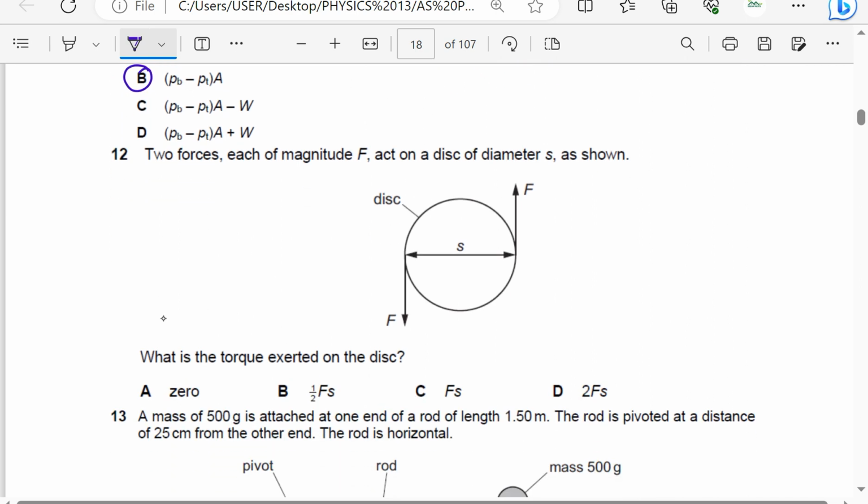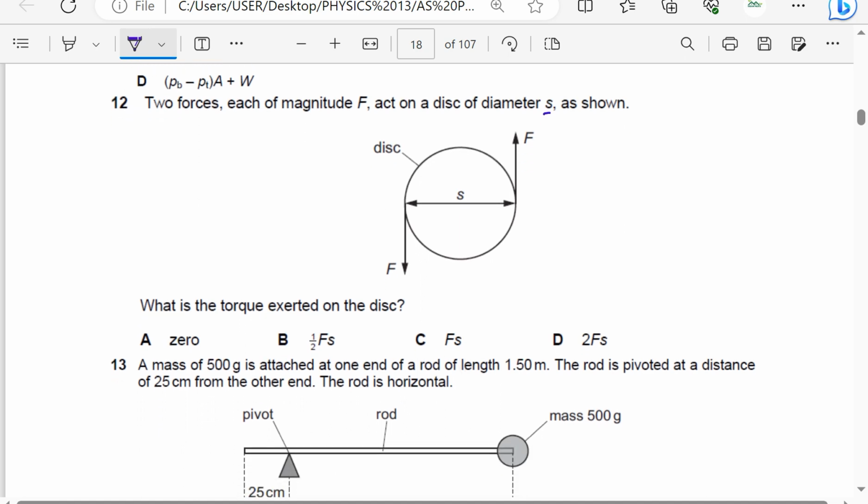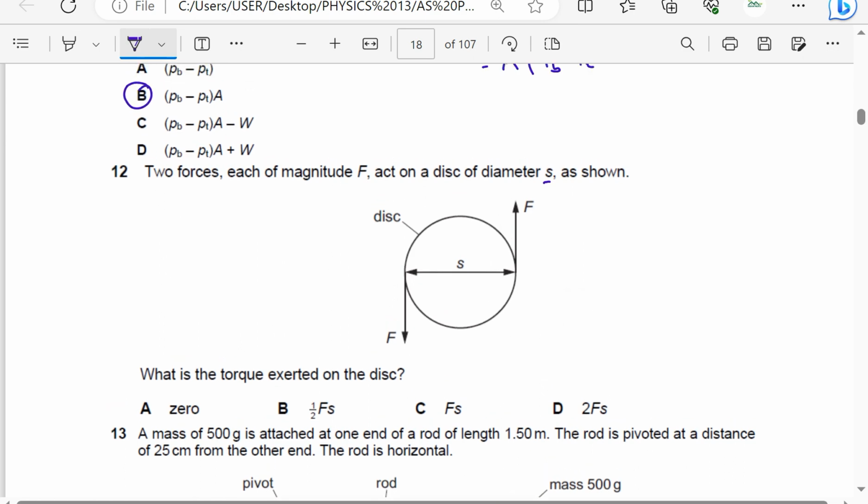Next, two forces, each of magnitude F, act on a disk of diameter S as shown in the figure here. What is the torque exerted on the disk? Of course, if I have two forces that are equal and opposite, then the torque, which is the moment of a couple in this case, is going to be the product of one of the forces times the perpendicular distance between the two forces, which makes the answer to be C.